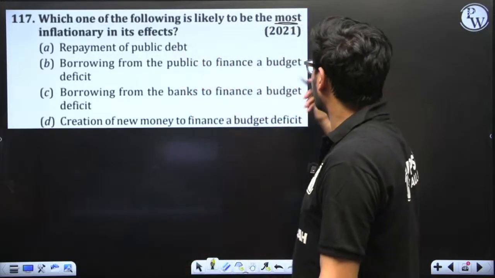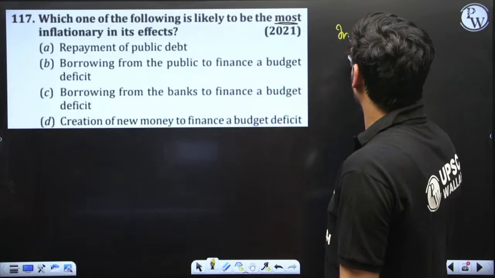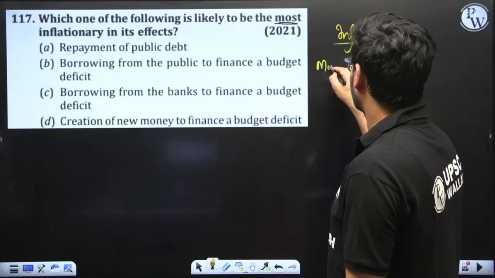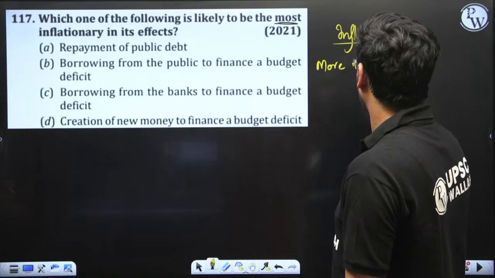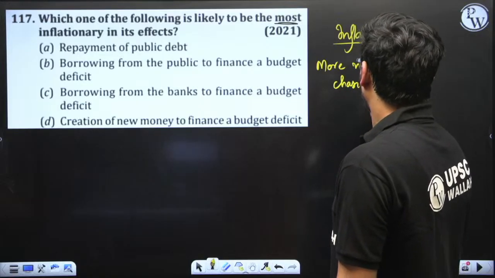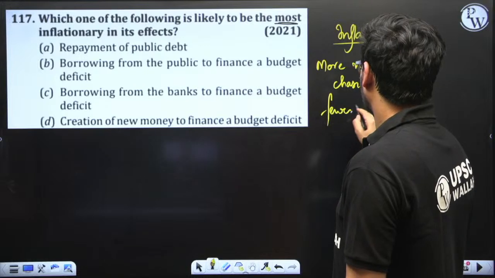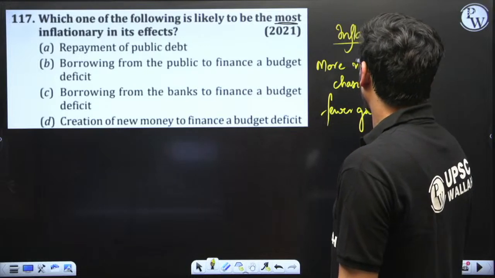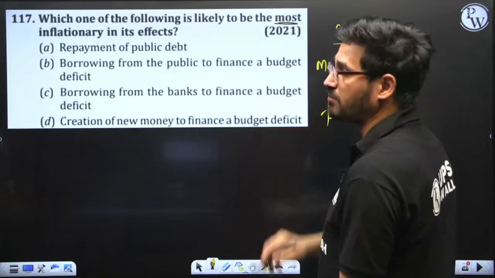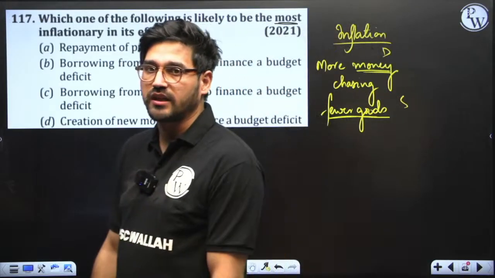Now, inflation as we understand it to be is very simple. Just remember it like this: more money chasing fewer goods. That means there can be a problem from the demand side, there can be a problem from the supply side. Anything can cause an inflation.